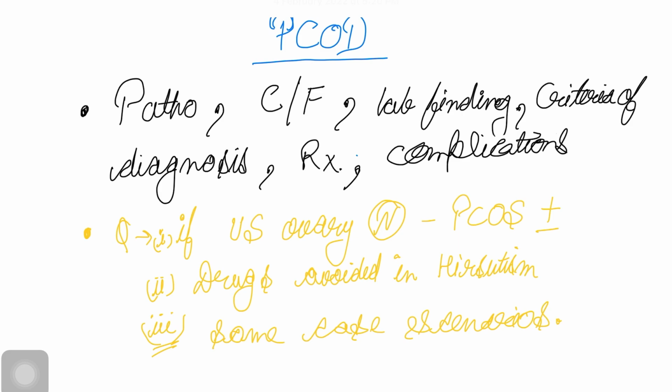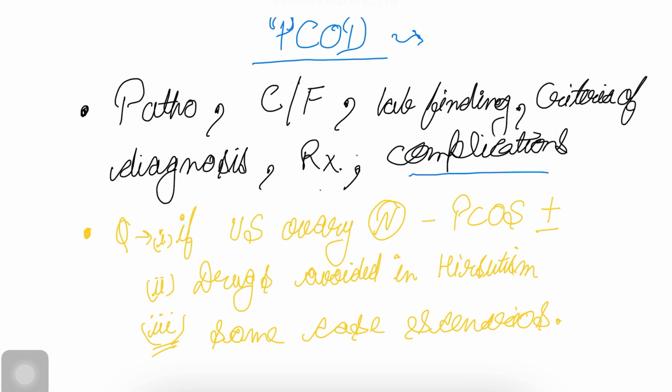What is PCOD? PCOD is basically polycystic ovarian disease. In this we will discuss pathology, clinical features, laboratory findings and the criteria of diagnosis, that is called the Rotterdam criteria, treatment and complications of PCOD. And some questions are also discussed here.